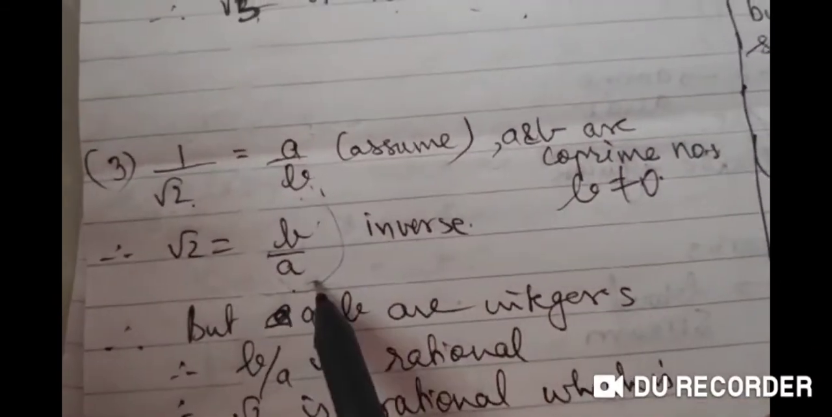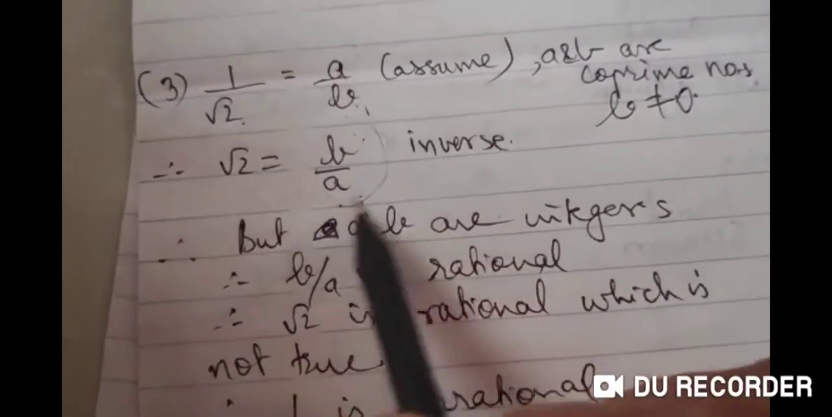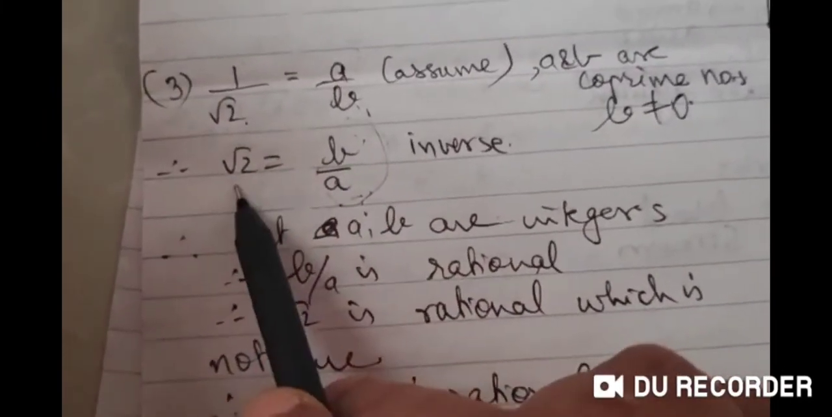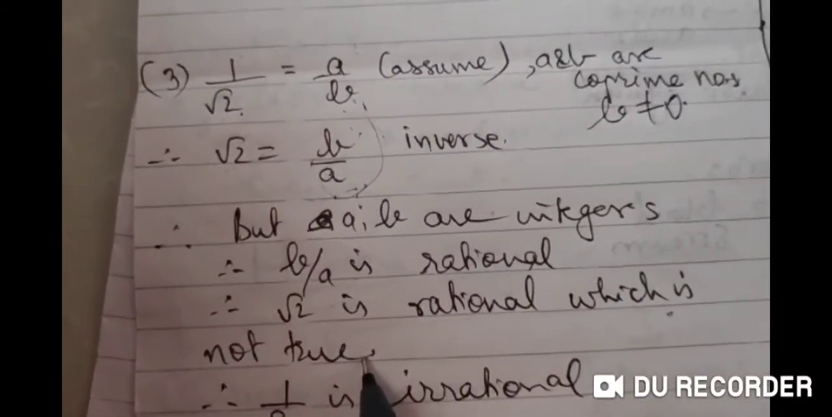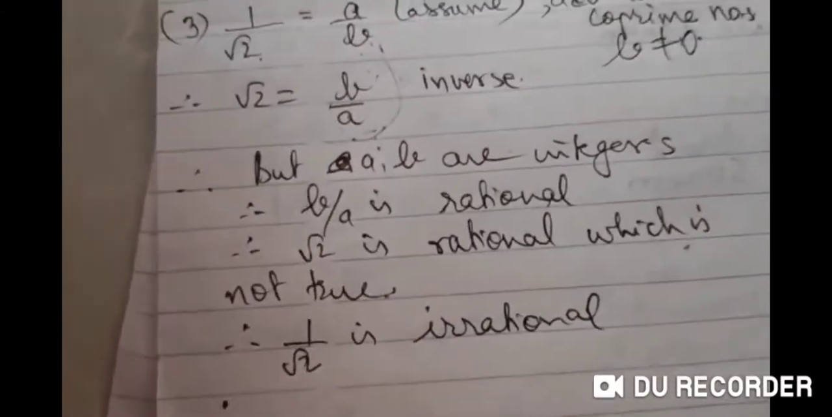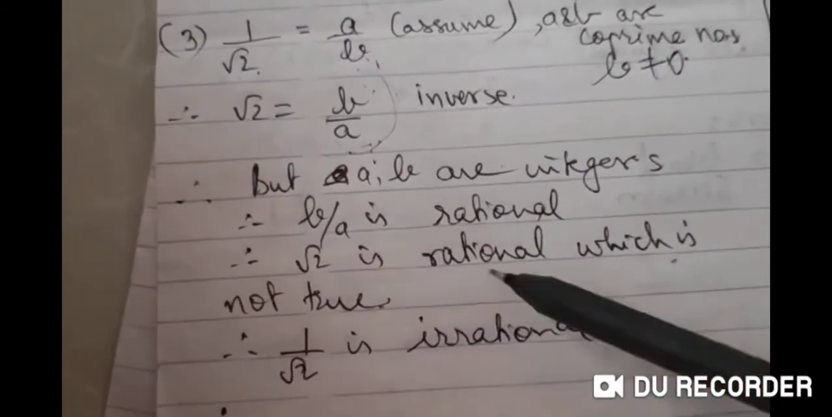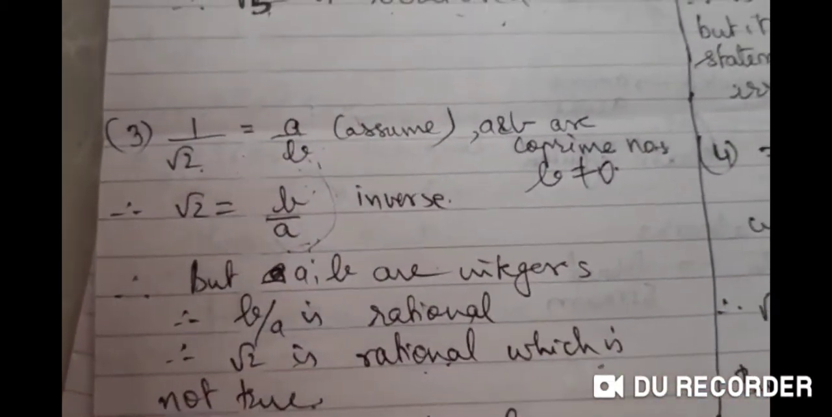Now a and b are integers, so the ratio of integers will definitely be a rational number, isn't it? So b upon a becomes a rational number. Now this is rational and it is equal to root 2, which means root 2 should also be rational. But that will be a false statement, because root 2 is again the square root of a prime number. So according to the theorem it should be irrational. If the statement is incorrect, that means your assumption is wrong. The assumption is that a upon b is a rational number, which we have assumed. So that will be wrong and hence 1 upon root 2 will be irrational.